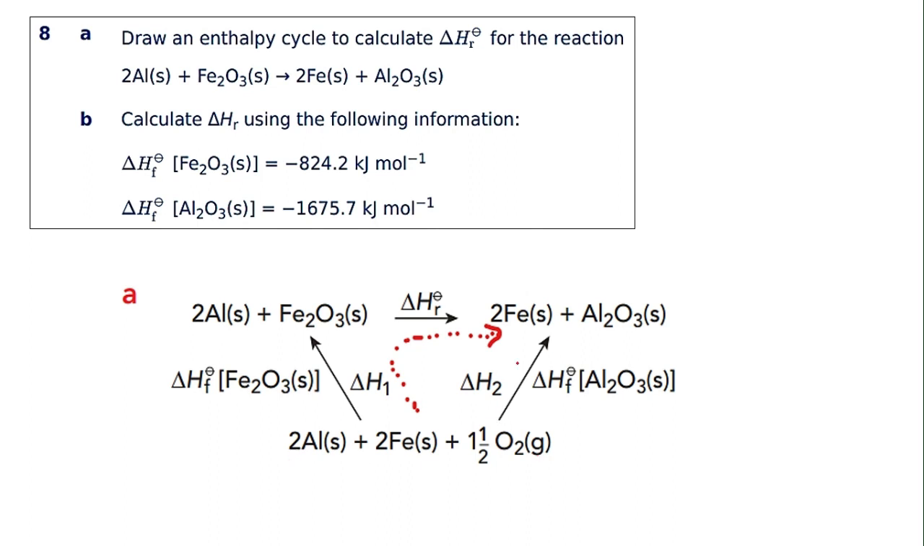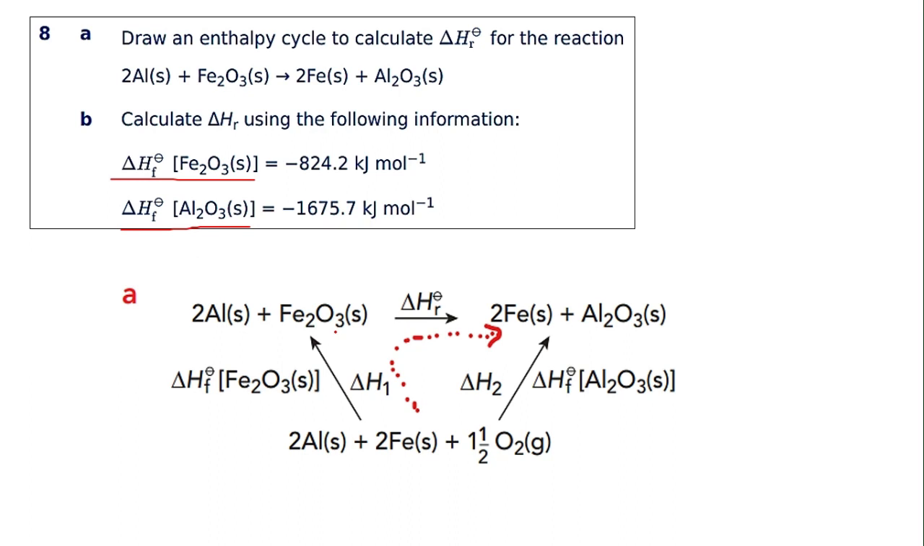This will be the delta H2, this side is the delta H1, and moving from the delta H1 towards this will be an indirect route having the red dotted line here. Part B is saying calculate the delta HR using the following information. So for this reason, first of all, we have to identify where we have the delta H formation of Fe2O3 and at which side we have the delta H formation of Al2O3.